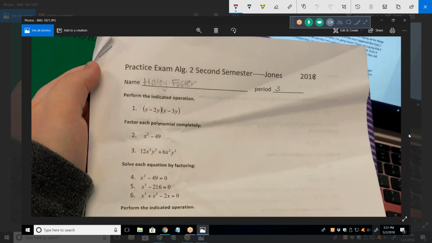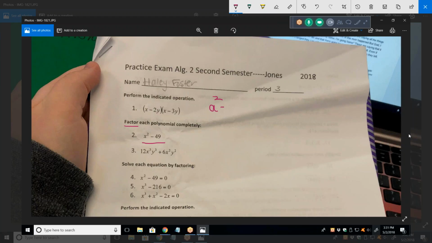I think I know how to do the first one. So. Okay. But the second one? For each polynomial completely. Don't you just do the, like it's -7 and 7? Yeah, but it's important to understand what you're looking at. That is the difference of perfect squares.